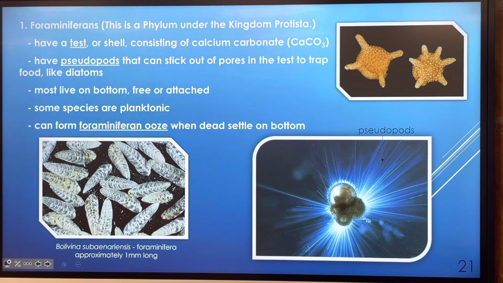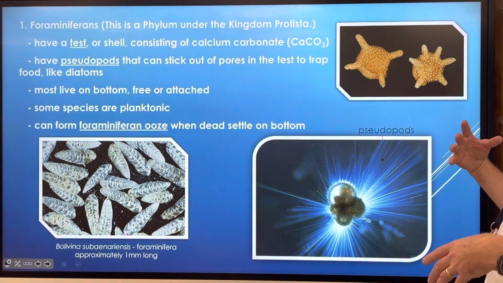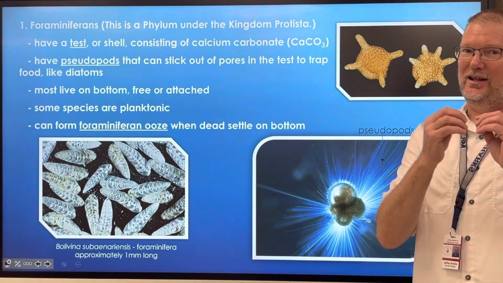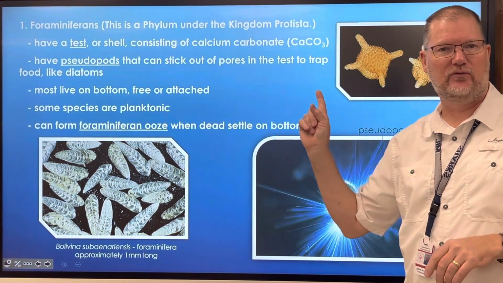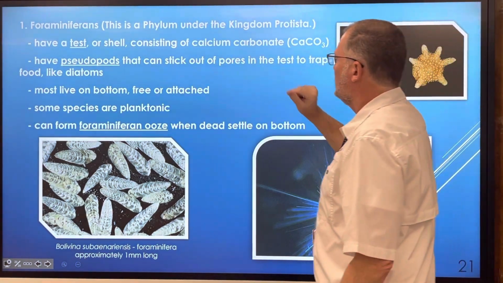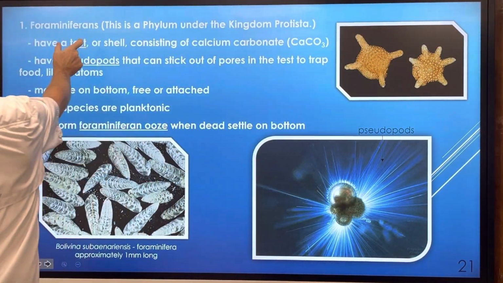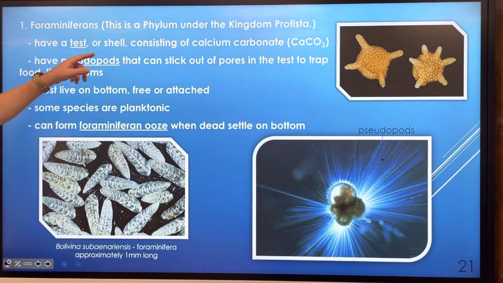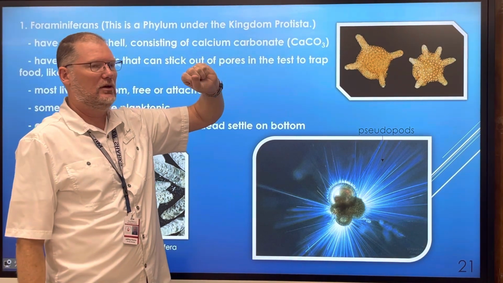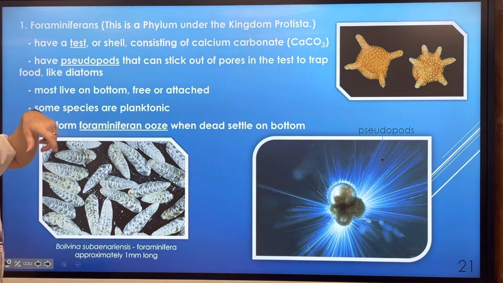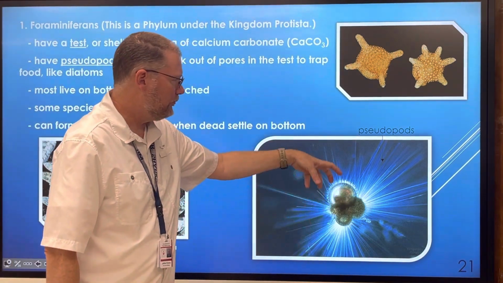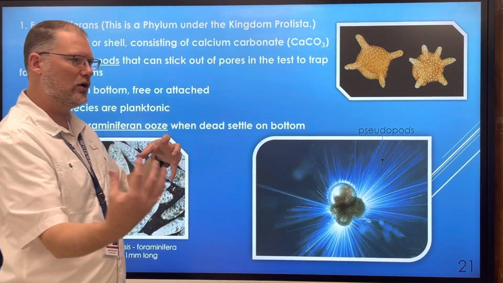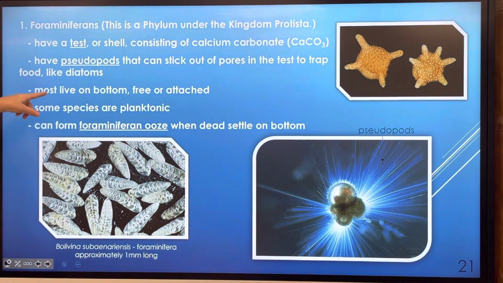Protozoans. So some of those protozoans we're going to talk about today are the foraminiferans. A lot of big words, I know, but it's said just like it's spelled. Foraminiferan. Look at it, okay? And it's under kingdom Protista. They have a test or a shell, like I said before, of calcium carbonate. So the other ones were called frustules. These are called tests. They have pseudopods. Pseudopods reach out and pick up tiny particles in the water and bring them inside. Most live at the bottom.